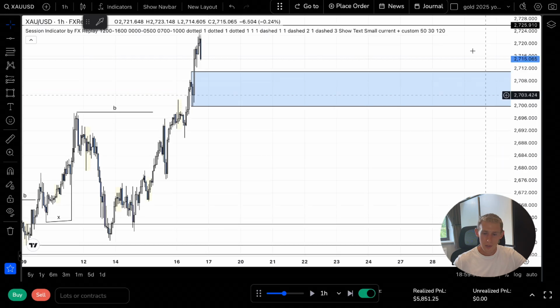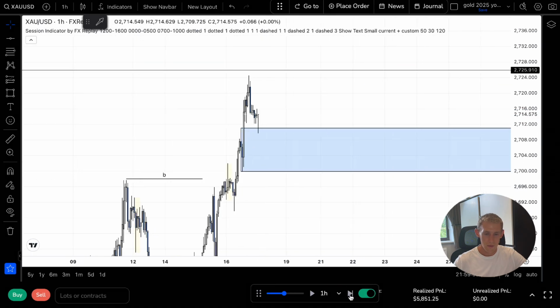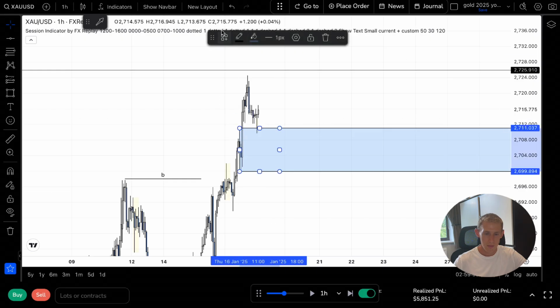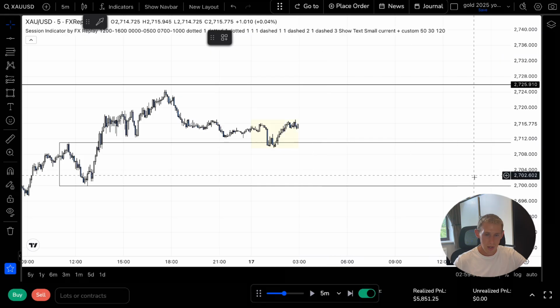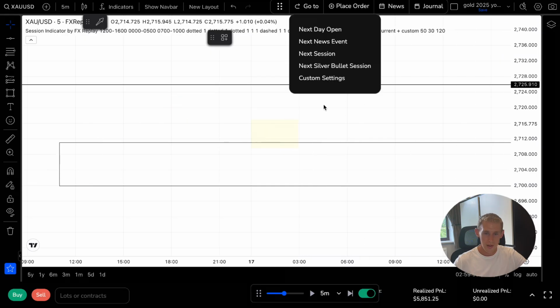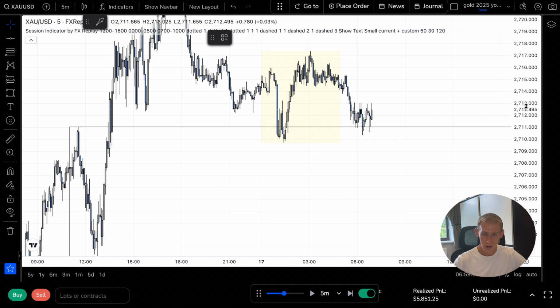So yeah, let's see if it respects this POI that we have right here. If it retraces. Yep, there we go. So price has retraced into the POI. I think this is the Asian session though, so let's just fast forward that. Here in the UK, I don't trade Asian session because it would be overnight.